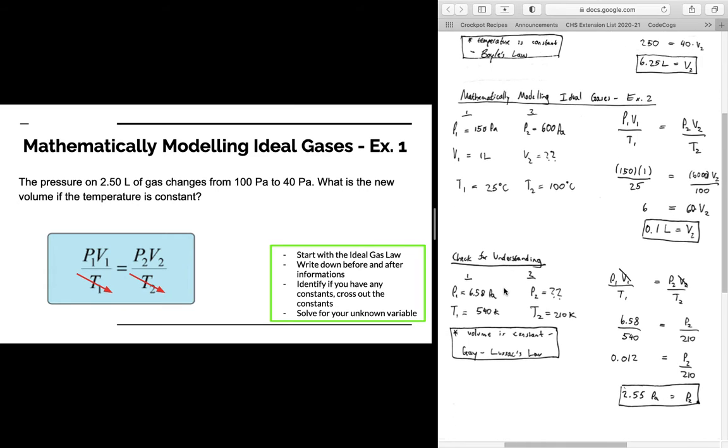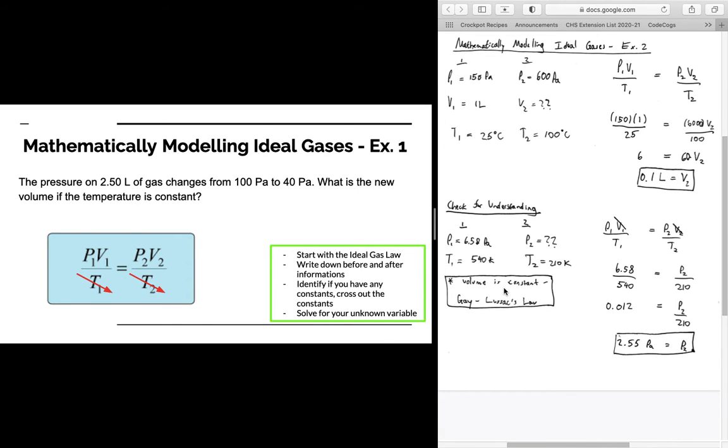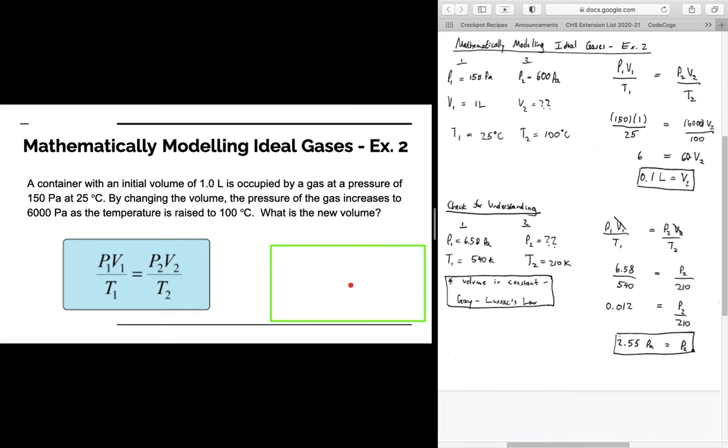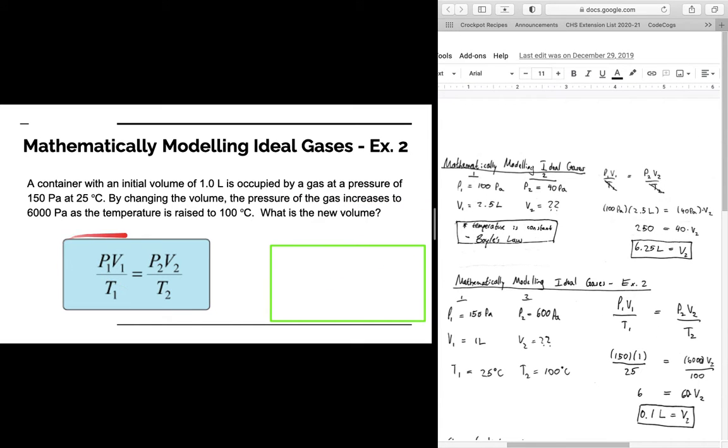So now let's take a look at mathematically modeling ideal gases. Let's look at a second example now. A container with initial volume of 1 liter is occupied by a gas at a pressure of 150 pascals at 25 degrees Celsius. By changing the volume, the pressure of the gas increases to 6,000 pascals as the temperature is raised to 100 degrees Celsius. We ask, what is the new volume?